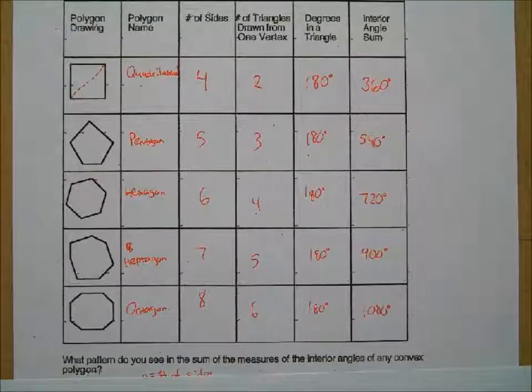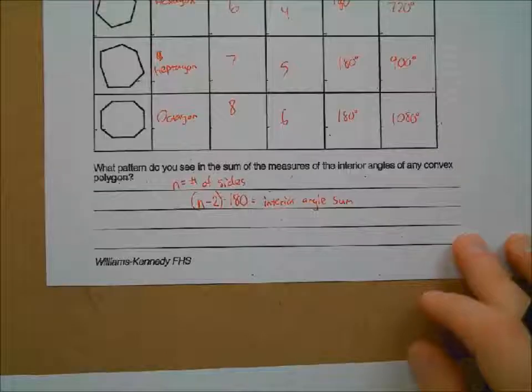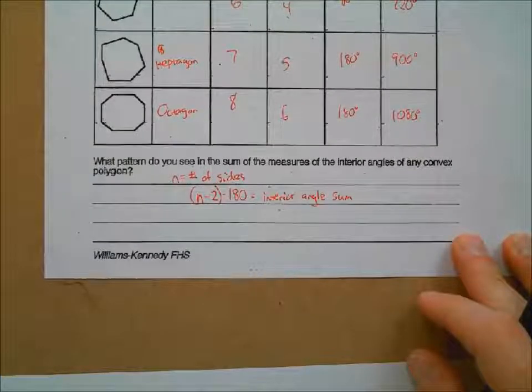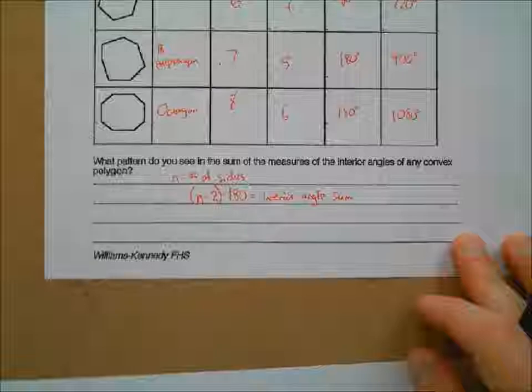So if you take the number of sides and subtract 2, that gives you the number of triangles, and then you multiply it by 180 degrees, which is the number of degrees in a triangle, that will tell you what the interior angle sum of any polygon will be. Okay? And so it's exactly what Avery said there. Okay? N minus 2 times 180 degrees. Okay? How neat is that?